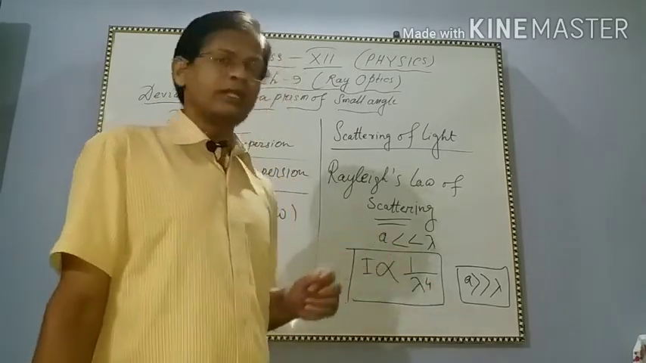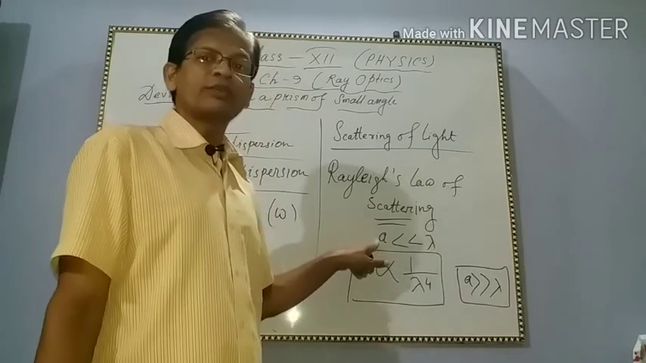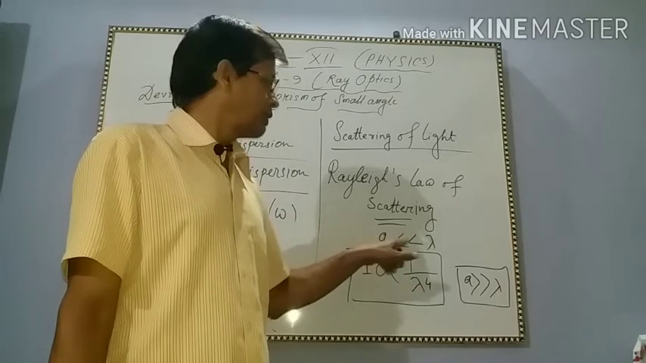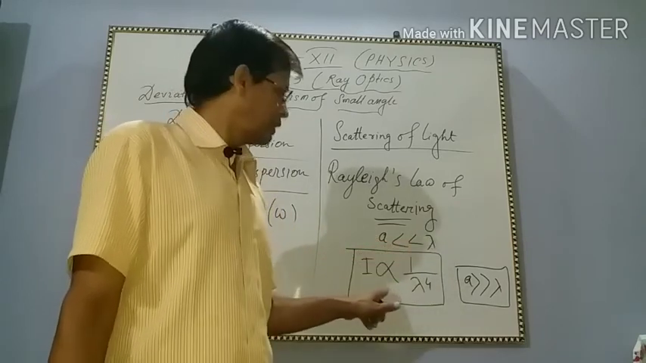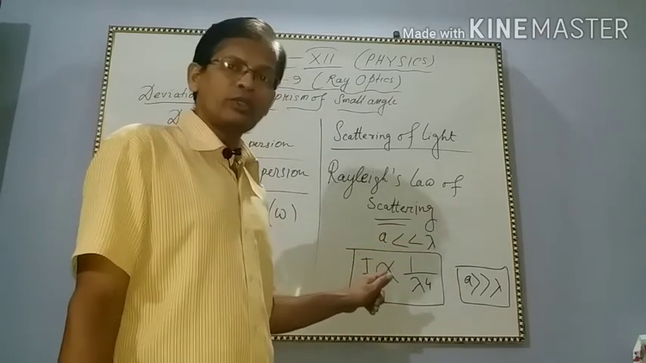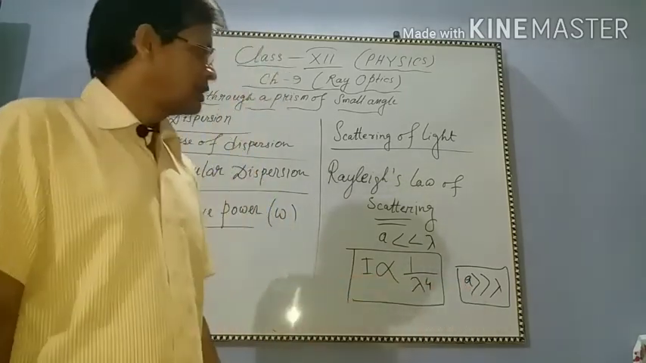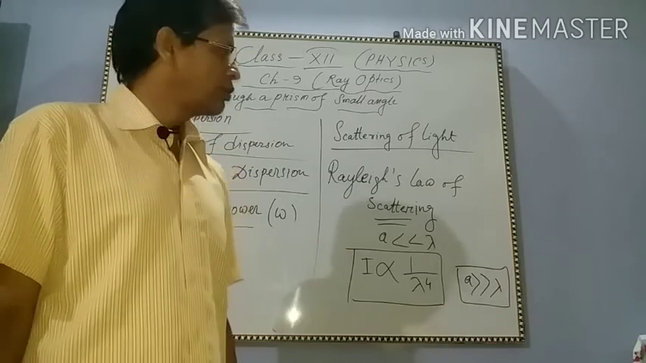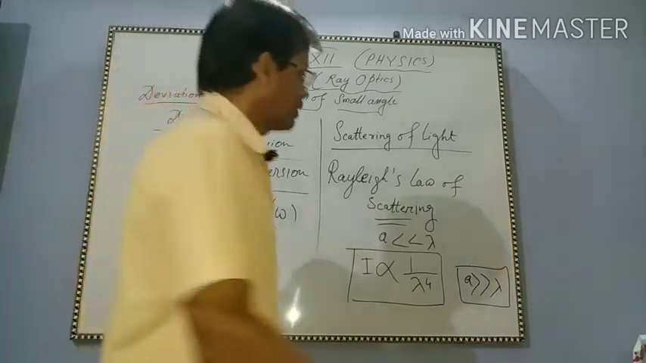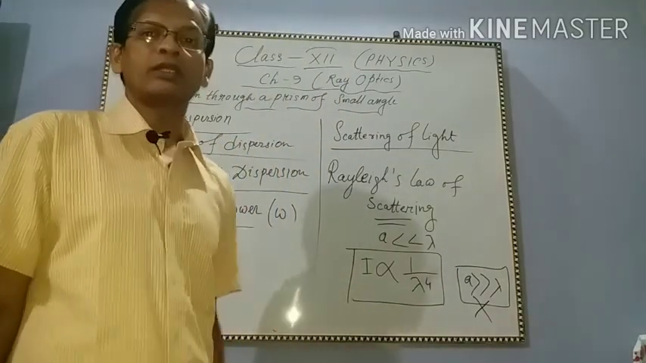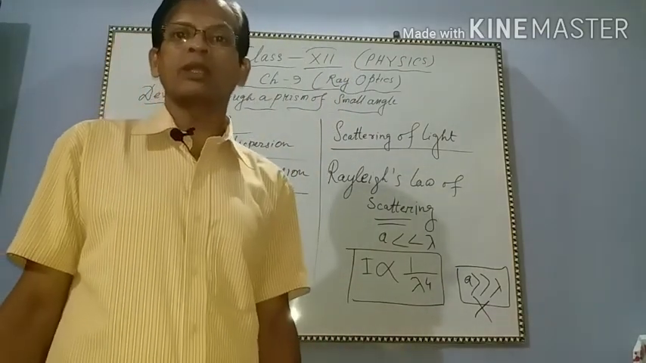And the condition is, this is the size of the scatterer. A means the size of the particle. This should be very much less than lambda. Then we can use Rayleigh's law. If the size of the scatterer is very much greater than lambda, then we cannot use Rayleigh's law to explain scattering of light. Okay.